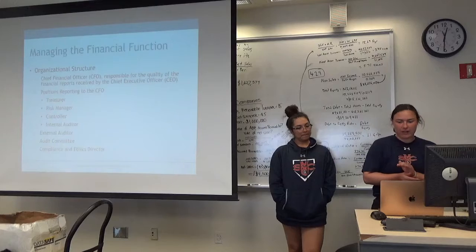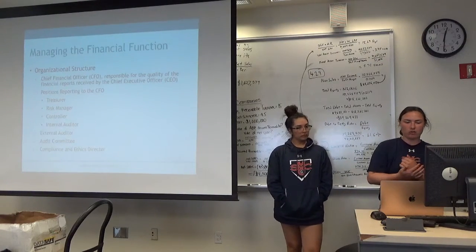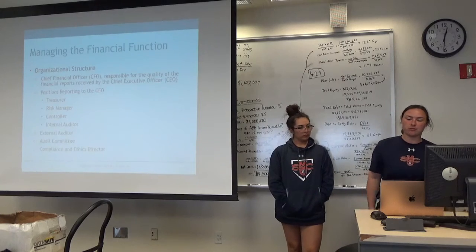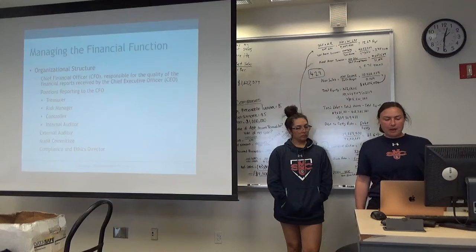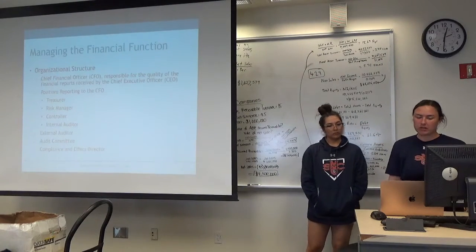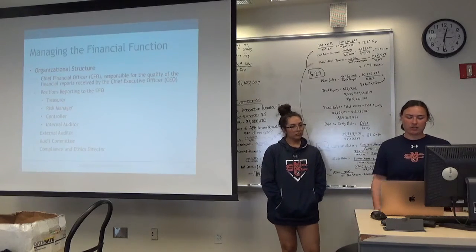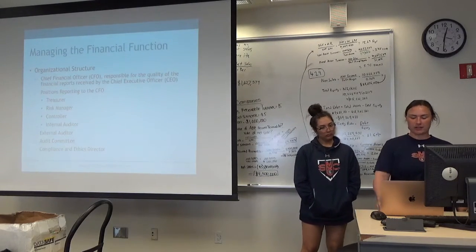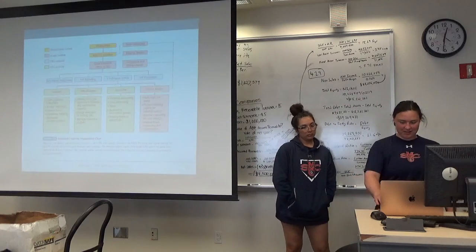Managing the financial function, the organizational structure: the CFO, or the Chief Financial Officer, is responsible for the quality of the financial reports received by the CEO. The positions reporting to the CFO are the treasurer, the risk manager, controller, internal auditor, and then the external auditor, audit committee, compliance, and ethics director. And yeah, that's just.